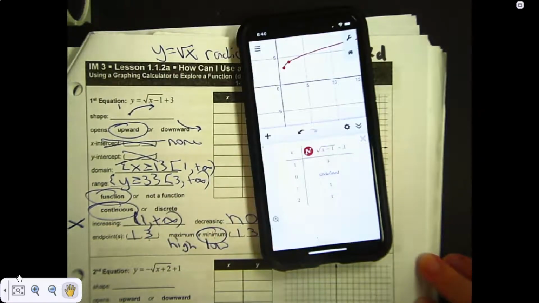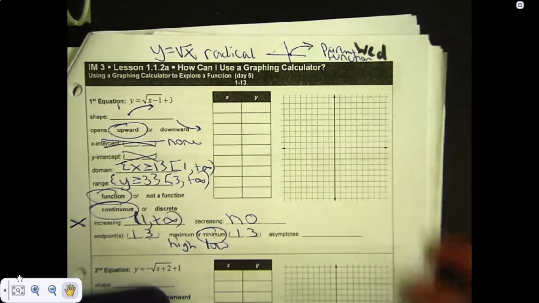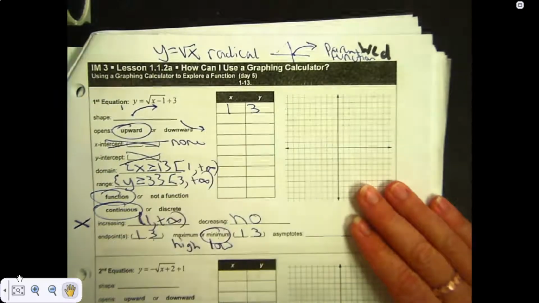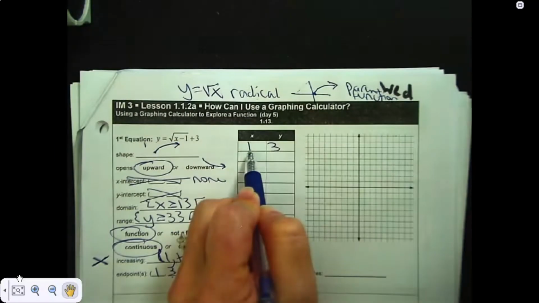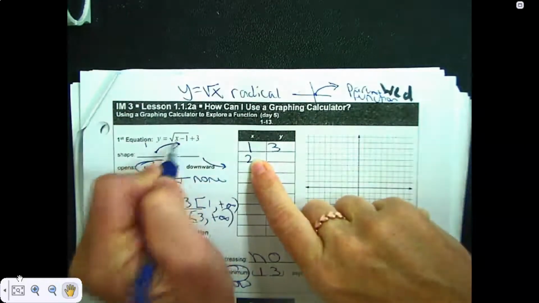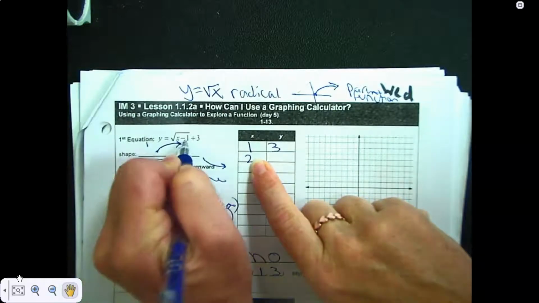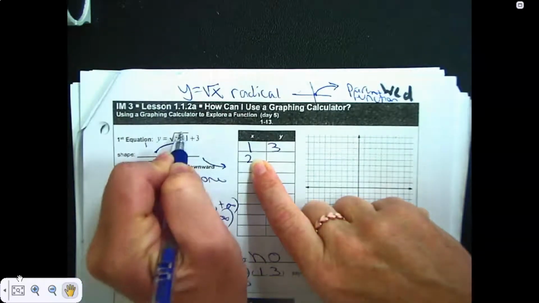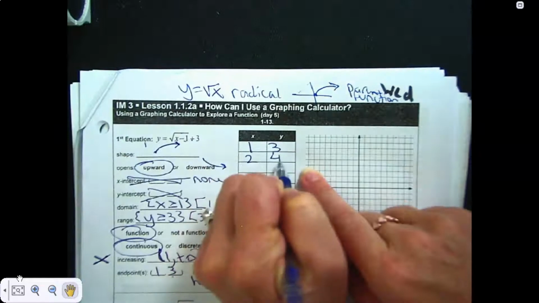Now, let's do a table. Well, I could just copy here, but I don't want to do that. So what value do you think I'd start with? Yeah, the starting point. Now, if I did not have my cell phone and I have to move that out of the way and I have to create more points, what value comes after x? I mean, after 1, 2. So I'd plug in 2. 2 minus 1 is 1. The square root of 1 is 1, plus 3 is 4.